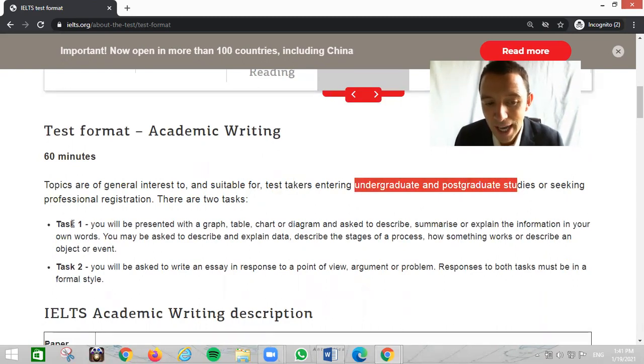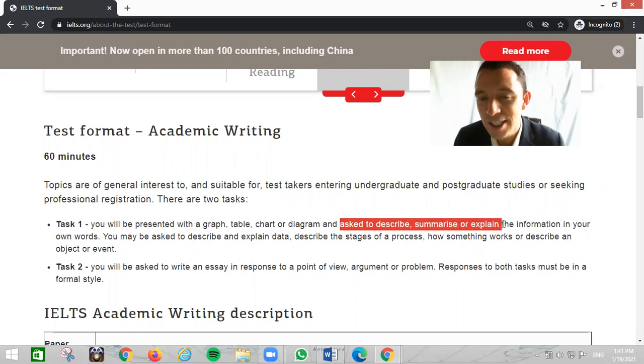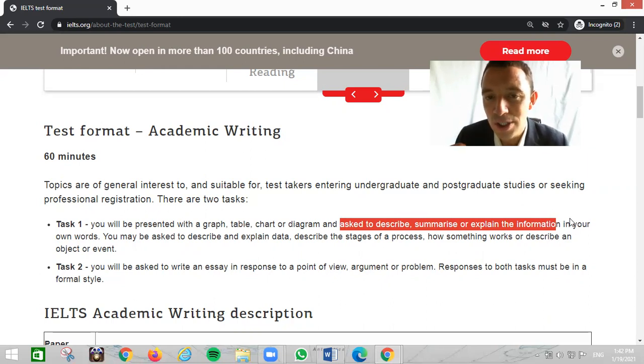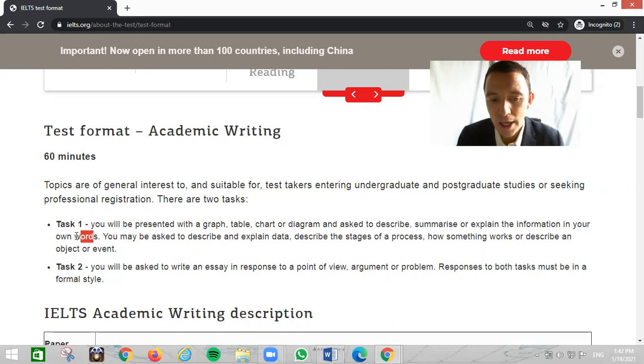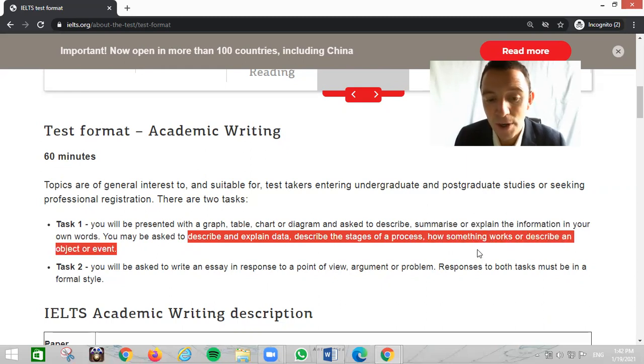So task 1, you're presented with a graph, a table, a chart, or a diagram, and asked to describe, summarize, or explain the information in your own words. Okay, so you need to describe, summarize, or explain the information from the chart or the graph or the table or the diagram in your own words. So it's necessary to use different words. Okay, you may be asked to describe and explain data, describe the stages of a process and how something works, or describe an object or an event. So a lot of variety in the possibilities of your question.